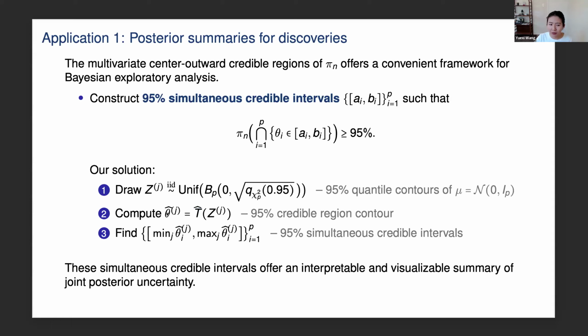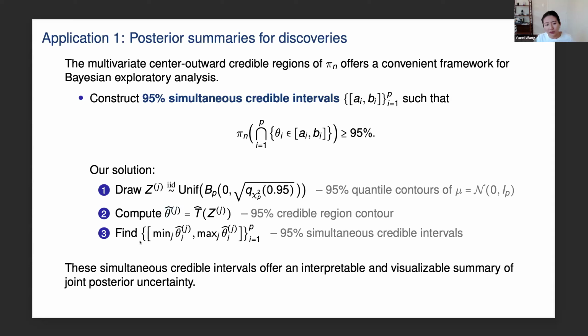And the theta j here will give us the 95% credible region contour. So you can think about it as we map a ball, a sphere, through the OT map. It will still be, say, a banana shape or an elliptical shape. It's hollow inside, and usually this step is really cheap to compute.